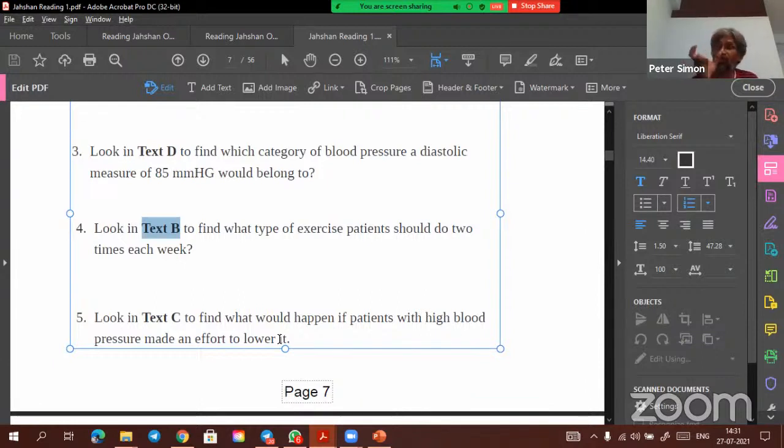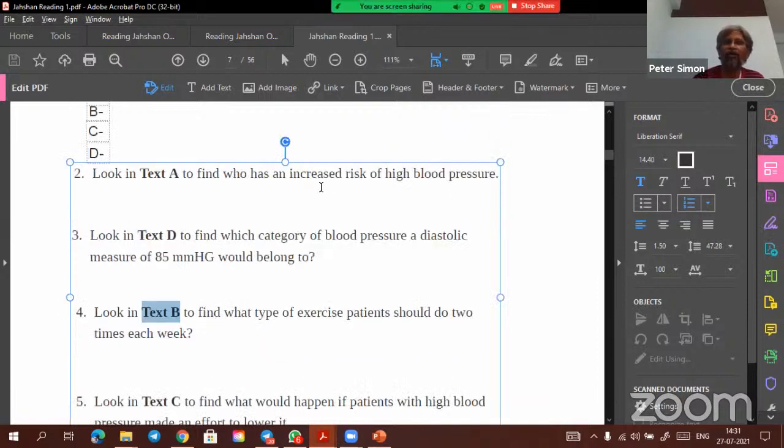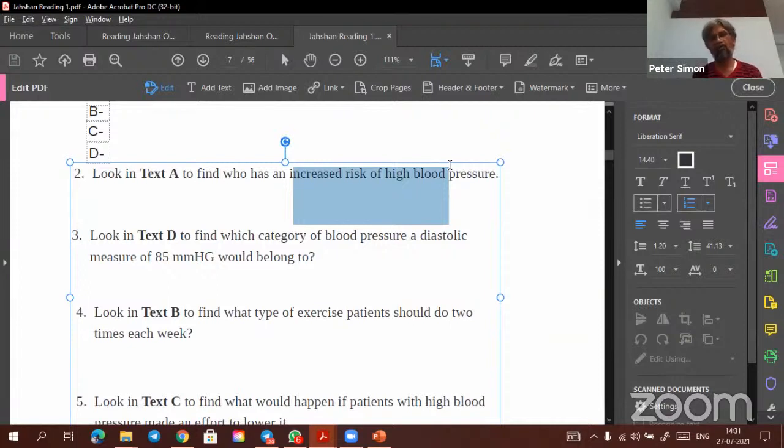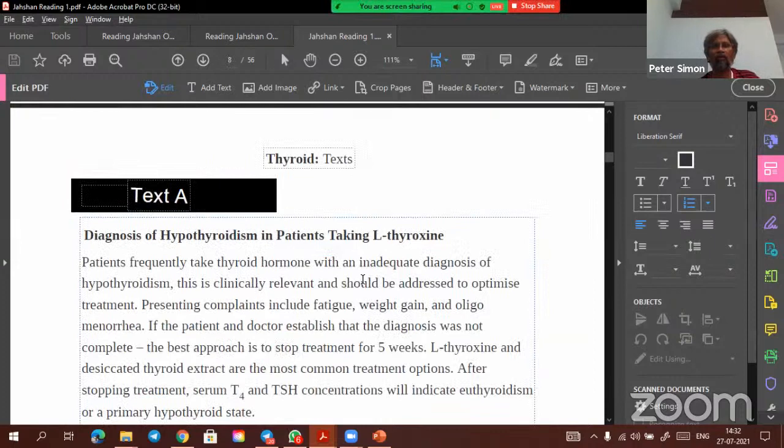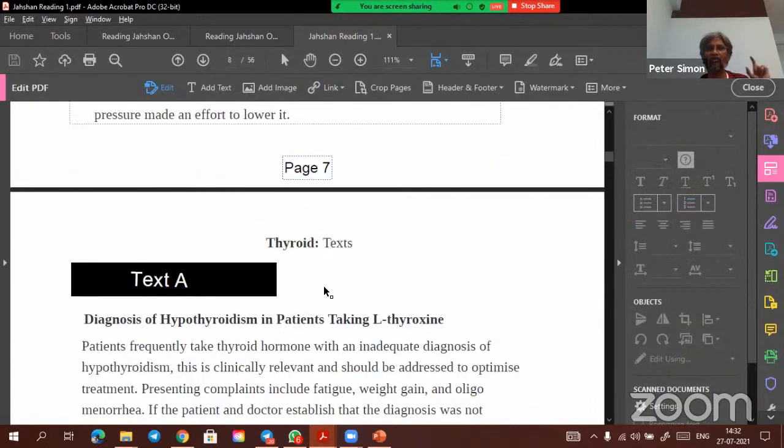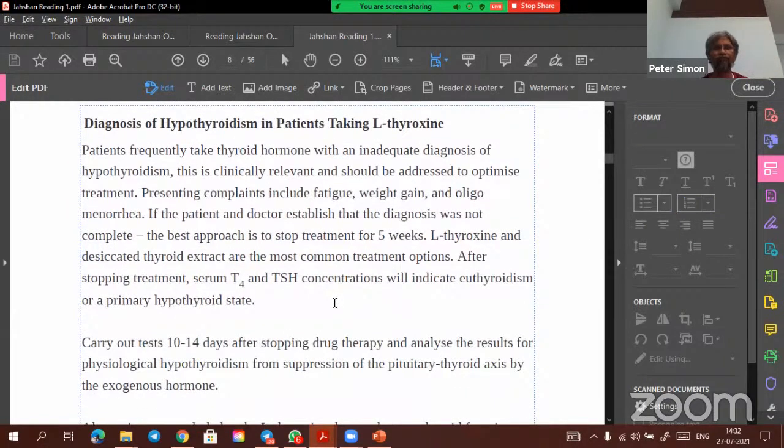So summarize the text, which is what? Try to understand. Increased risk of high blood pressure, where will you find? You will find in text A. Because text D is about categories, text B is about types of exercise, text C is about reducing or increasing, like that. So in that manner, you have to identify those four things. That is the way you have to follow. Right.